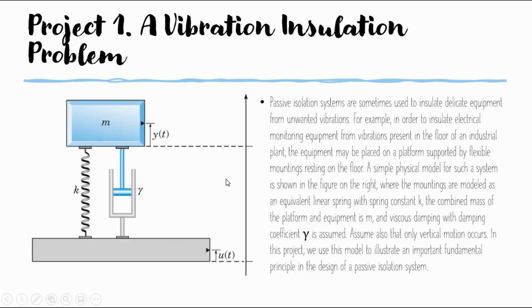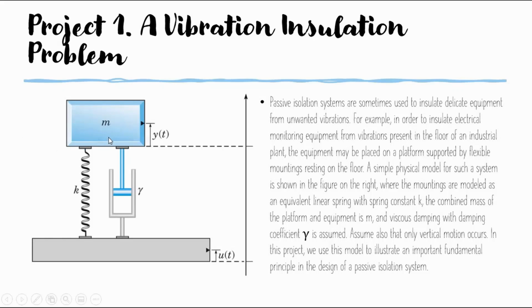The vibration insulation is shown in this diagram. This is a passive isolation system, and it is used to insulate delicate equipment from unwanted vibrations. So for example, if you want to insulate an electrical monitoring equipment from vibrations present in the floor of an industrial plant, you can rest it as shown in the figure.